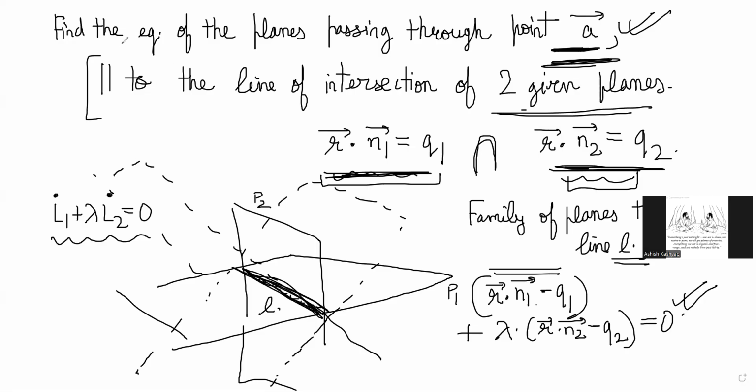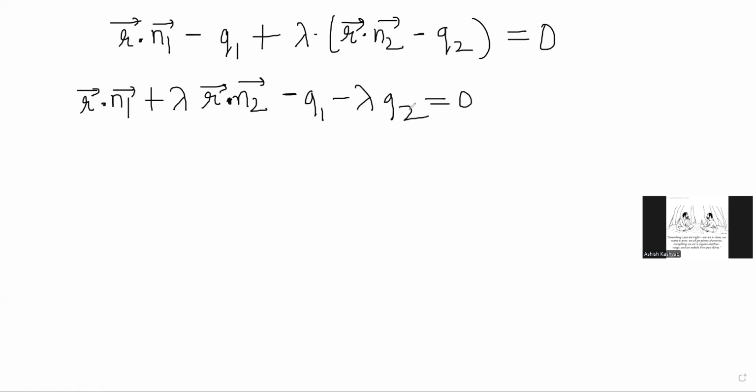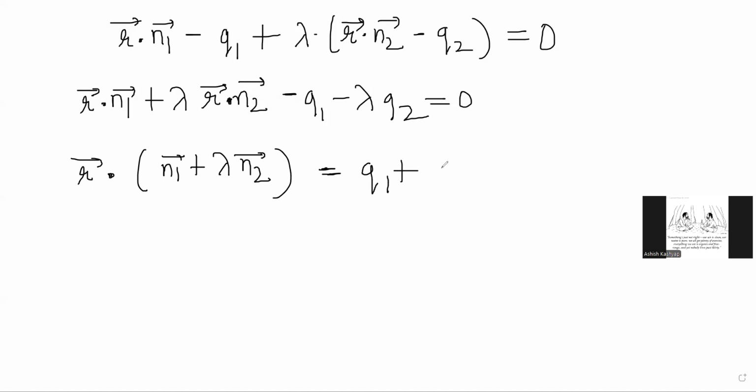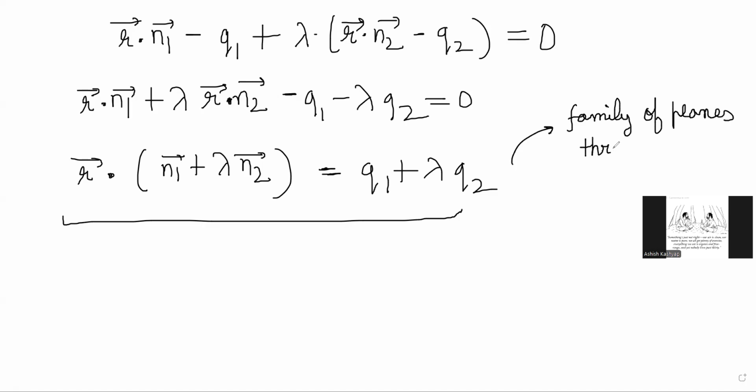So let's do it on the next screen. First, I will write the family equation. The family equation is R dot n1 minus q1 plus lambda times R dot n2 minus q2 is equal to 0. Let's make it a little simpler. So let's write it like this: R dot n1 plus lambda times R dot n2 minus q1 minus lambda q2 is 0. And we can combine this and say it is R dot (n1 plus lambda n2). I hope everyone is agreeing that this can be done. This is the family of planes through L. What is L? L is the line of intersection.